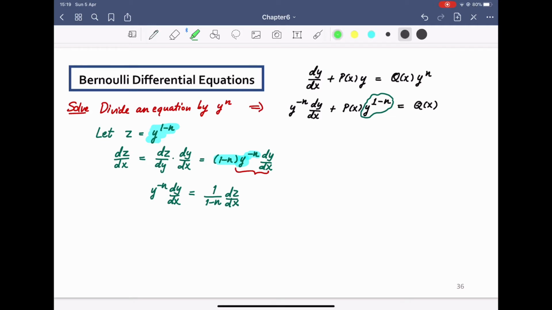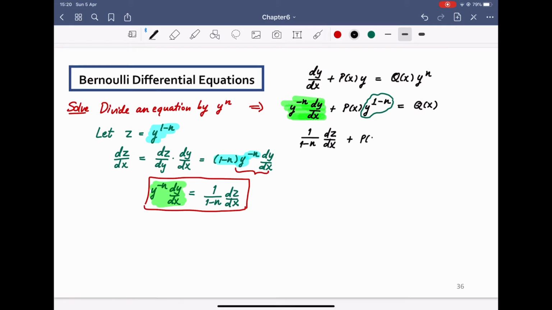So you have this equation that I boxed in red. And then you can see that the left hand side, y to the negative n dy/dx, is the same thing as the one that I highlighted in green as well. So we're gonna replace the one that I highlighted in green by using that equation in the box. So we're gonna have 1 over 1 minus n dc/dx plus p(x) times y to the 1 minus n equal to q(x). Alright. Once we get this differential equation, now you can change y to the 1 minus n to c too. So this is 1 over 1 minus n dc/dx plus p(x) times c equal to q(x).